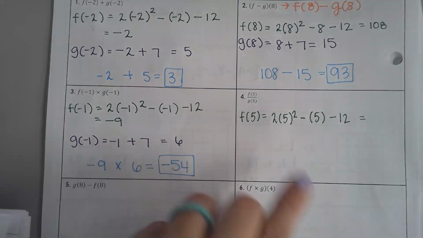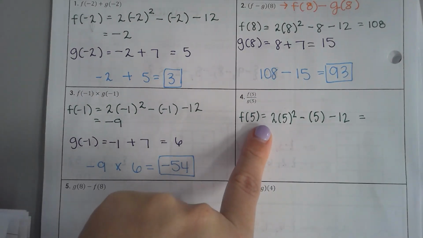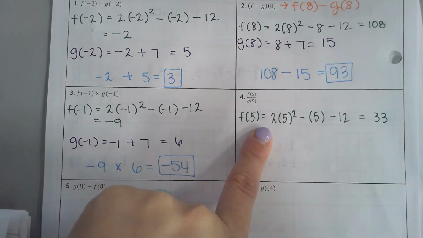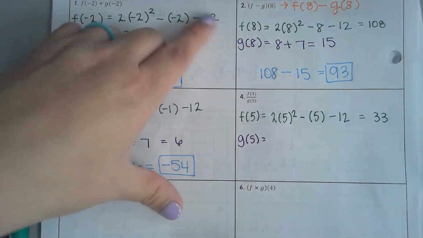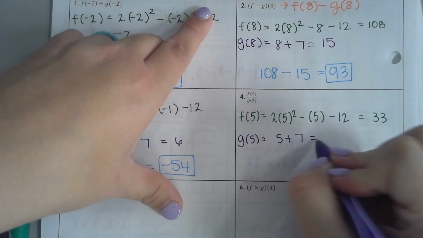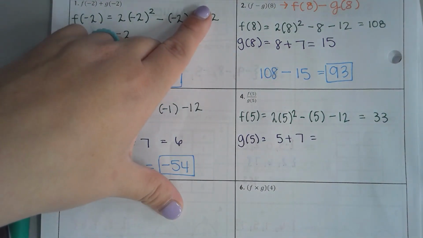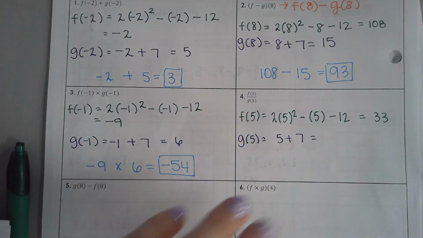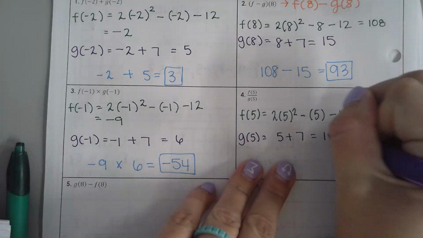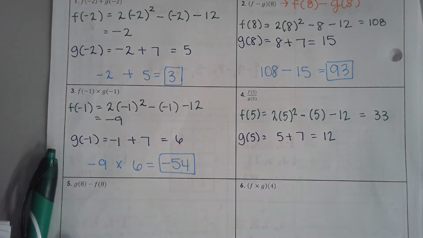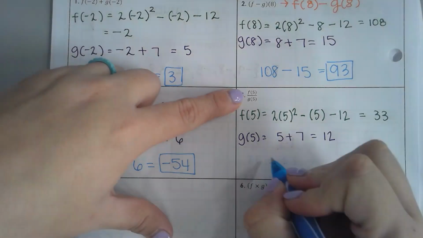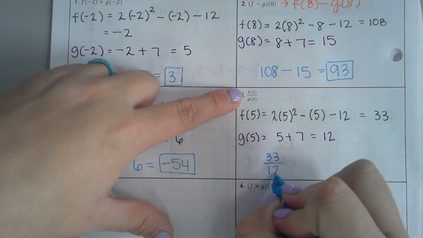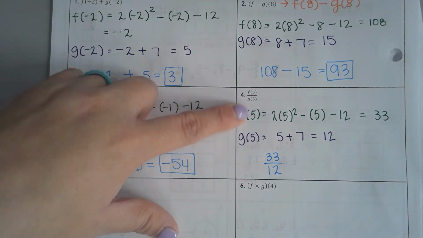Ella, what is this? F of 5 on number 4. 33. It is 33. And then we're going to do g of 5, which is 5 plus 7. Kylie, what is that? 12. Very good. So when you go to get your answer, if it were me, I would just go ahead and type in 33 over 12.